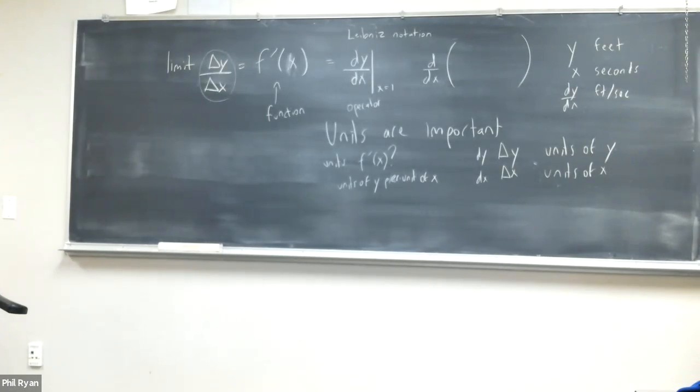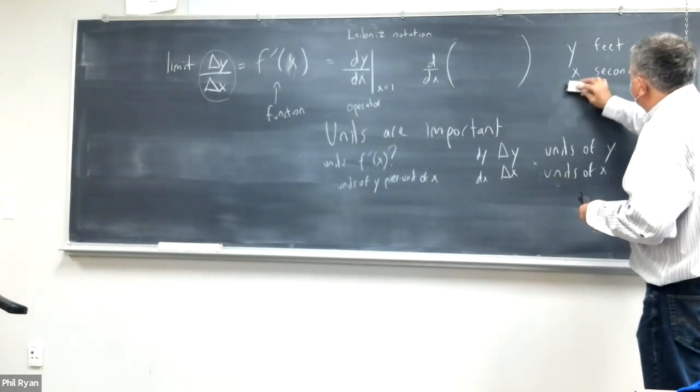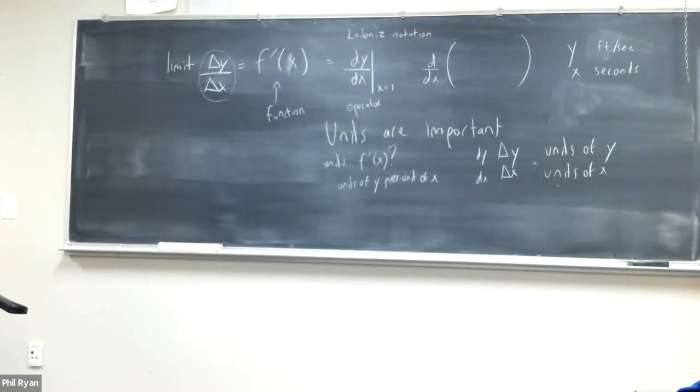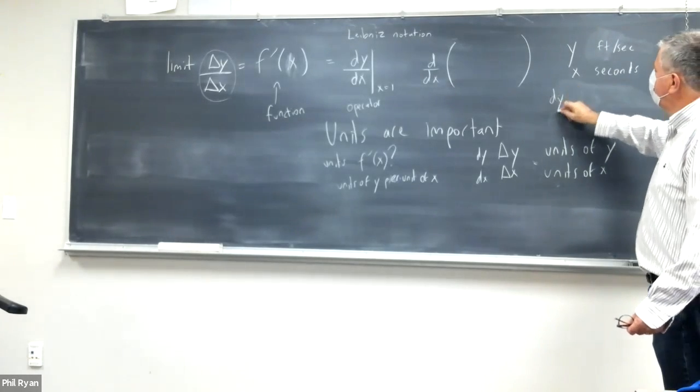What happens if our y, instead of talking about feet, let's say y is velocity, and it's going to be feet per second. So what do we call the change of velocity with respect to time? Anyone remember? This is too early. Anyway, what is the units here of dy dx?